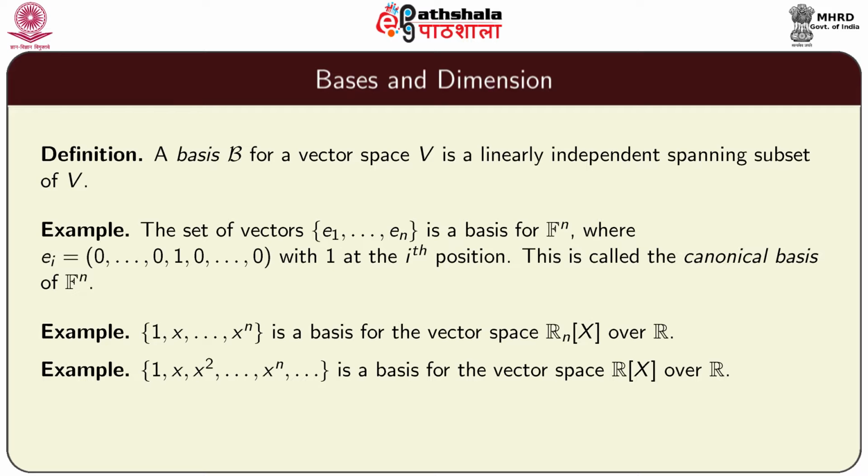Now, we see the infinite dimensional example, that is the collection of all polynomials with real coefficients without any restriction on their degrees, which is of course a vector space over R. And this set 1, x, x square, up to x to the power n and so on, the infinite set, is indeed a spanning set of this vector space. And for a similar reason, this is also linearly independent, and therefore, this is a basis for the vector space of polynomials over the real field.